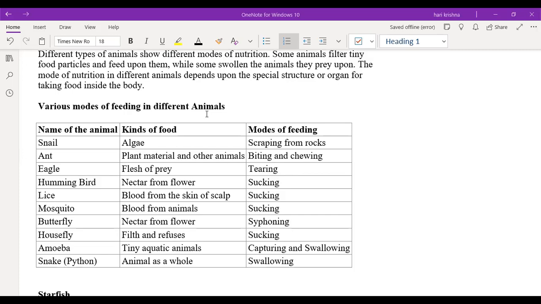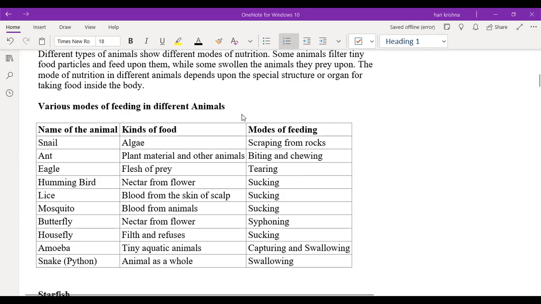Yes, sir. Next one is the lice. Lice, mosquito, they are also sucking only. Mosquito will suck the blood from animals. Lice will suck blood from the skin of the scalp. Then what about the butterfly? Sir, it's also siphoning.